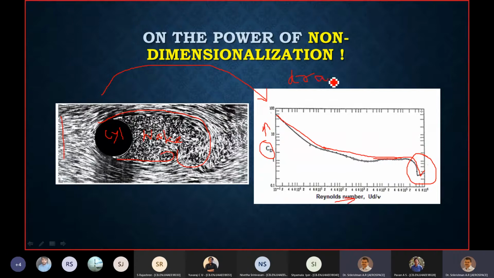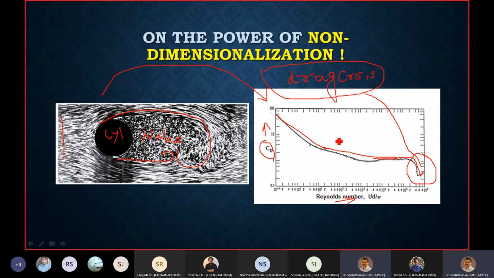Have you heard this word, drag crisis? I don't know whether you have come across it. Usually it may be referred to in fluid mechanics, but not necessarily. This is called drag crisis, actually. That is that sudden drop there. Anyway, that is not important for us for the present discussion.